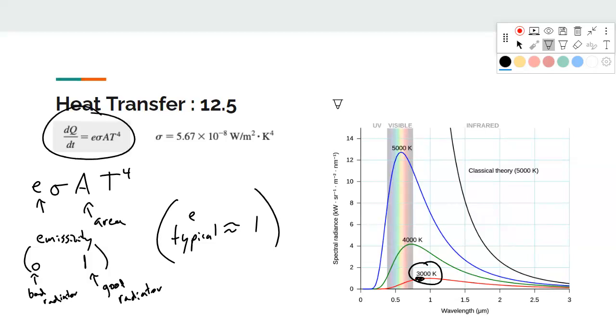So good to be aware of, but you won't have to deal with those plots much other than knowing that the hotter an object is, the more its light that's being emitted changes into the higher frequency. So the whiter light to UV.